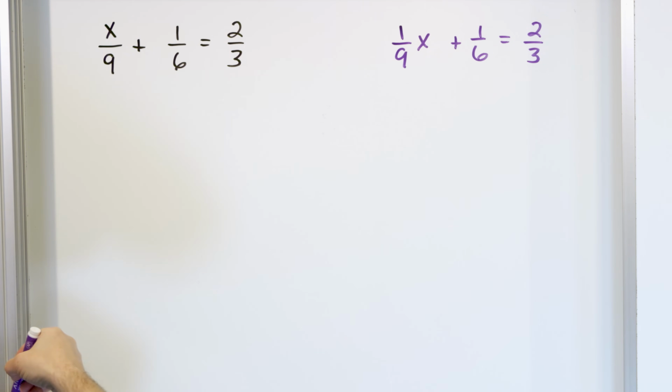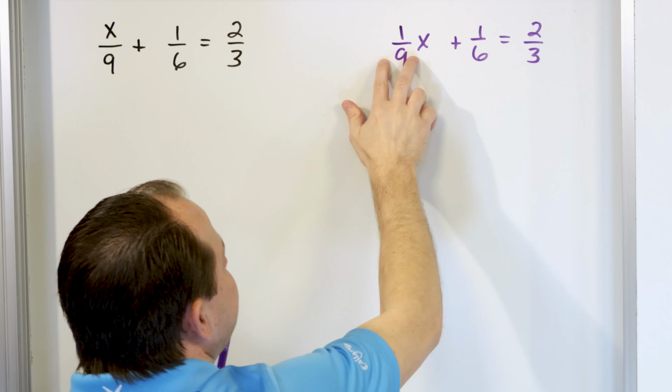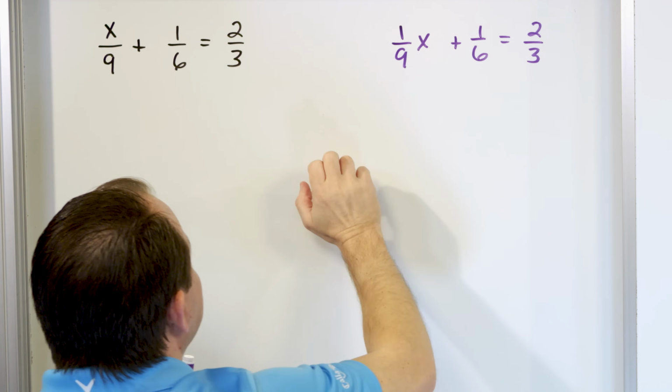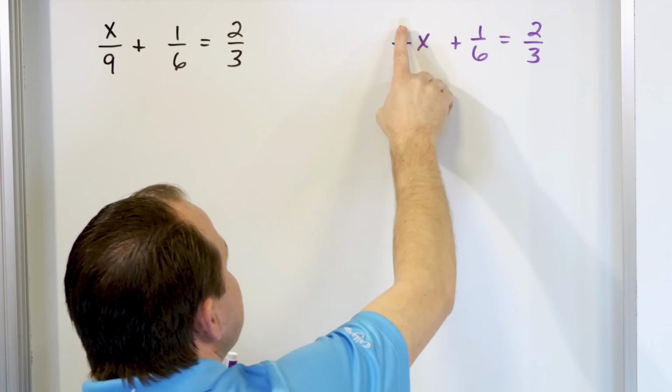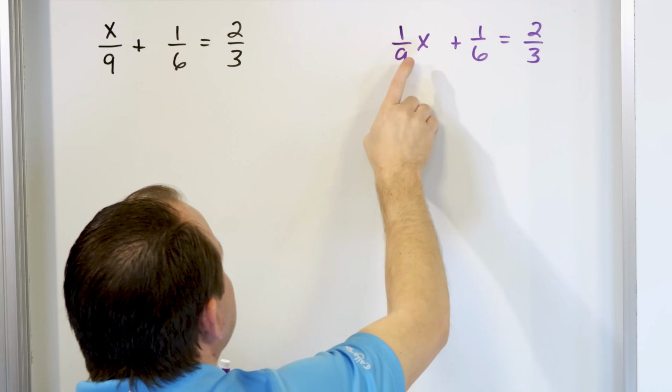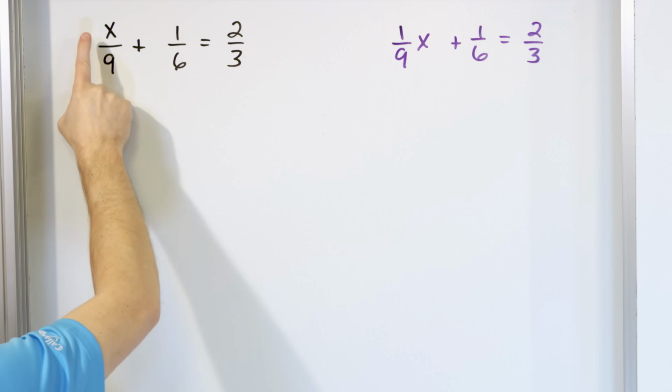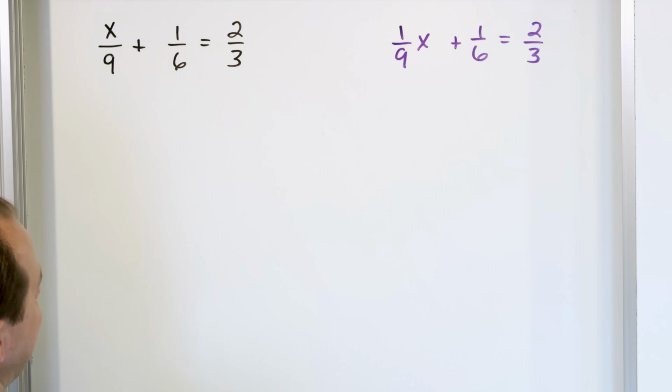So this is an equation with a fractional coefficient because the coefficient, which is what's in front of the x here, is a fraction. Now, of course, if you consider x to be x over 1, and you multiply the tops and multiply the bottoms, then you're going to get x over 9. So this x over 9 is exactly the same thing as 1/9 x.